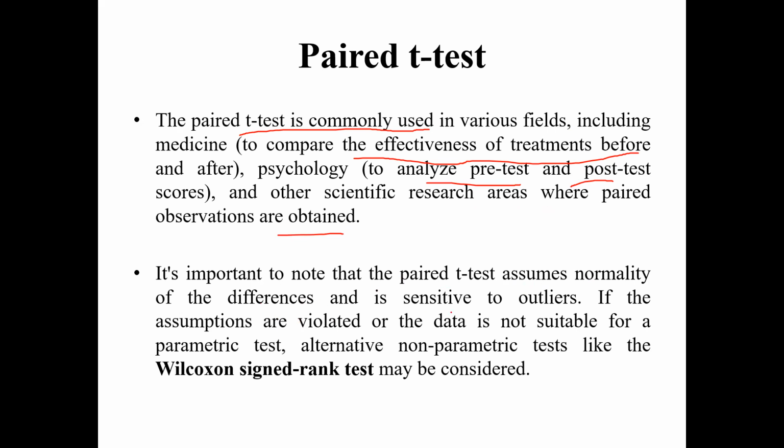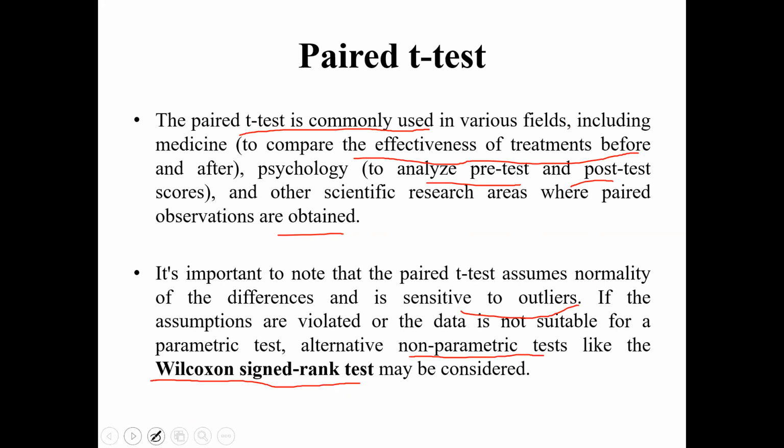It's important to note that the paired t-test assumes normality of the differences and is sensitive to outliers. If the assumptions are violated or the data are not suitable for a parametric test, an alternative non-parametric test like the Wilcoxon signed-rank test may be considered for the data set if it is not following normality.